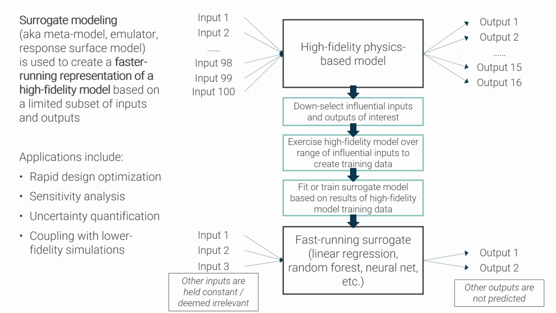Then once we have that training data, we'll fit a surrogate model based on those results. And the end result is going to be a fast running surrogate based on potentially a variety of numerical techniques, which can predict our down selected outputs based on new combinations of our down selected inputs. So this is useful for doing things like optimization, sensitivity analysis, uncertainty quantification, or creating a representation of a 3D model to couple with a faster 0D or 1D system model.